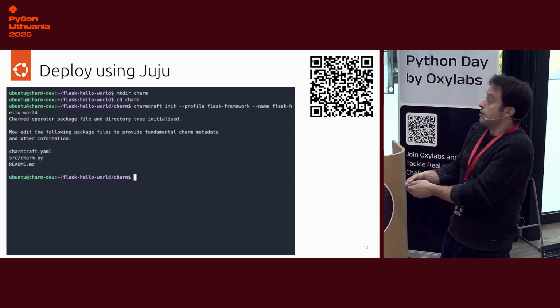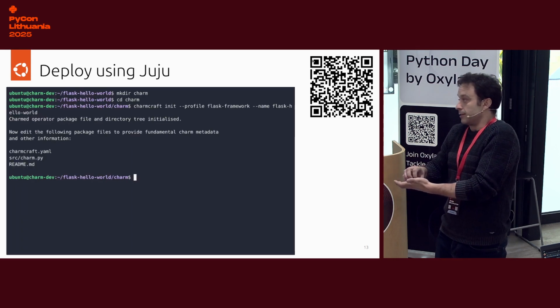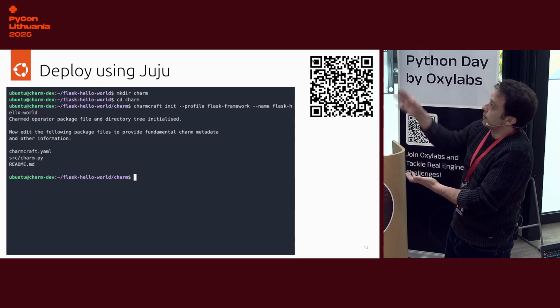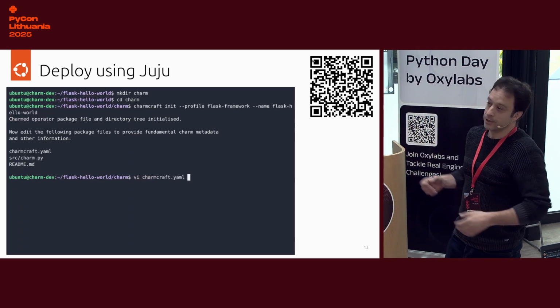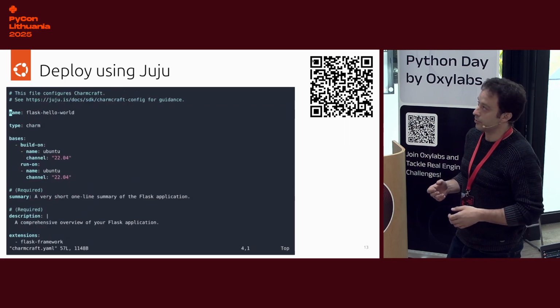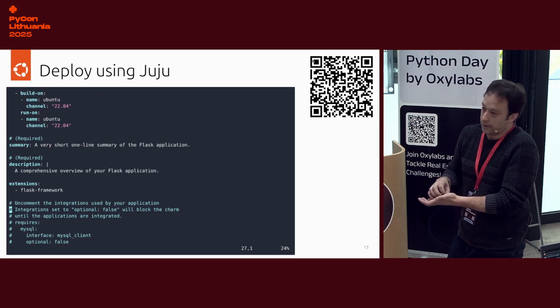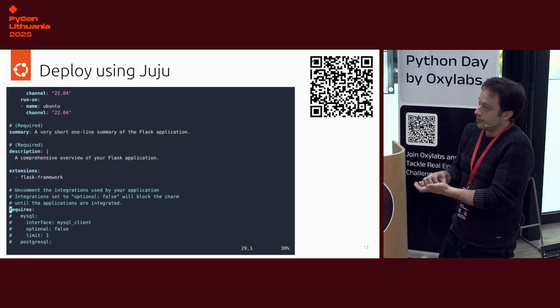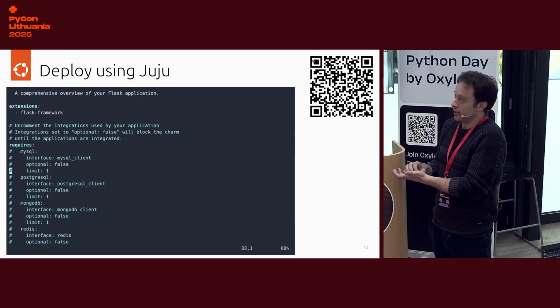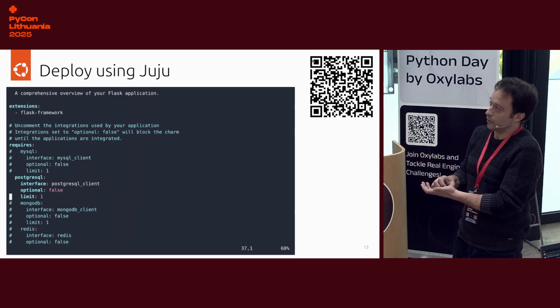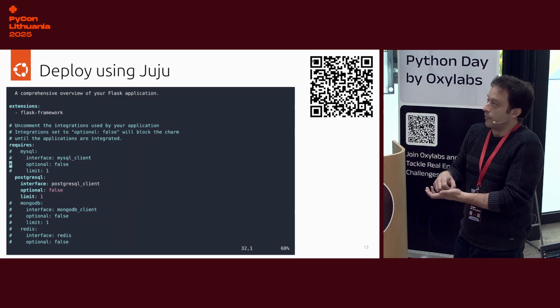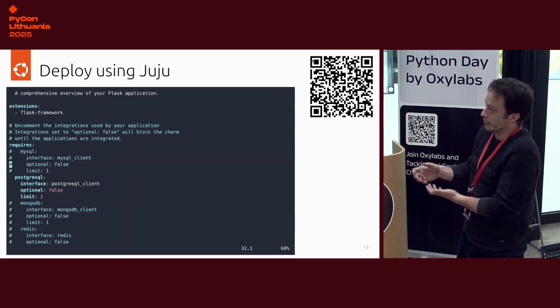In this case, we are going to create the charm that handles that application. It's just a charmcraft init with the Flask profile, so it knows that it's a Flask application. And again, there is a YAML file that defines how that software operator is done. The change we need for this application is to tell it that we want to integrate with Postgres. There are lots of integrations, and we are writing a few more now.